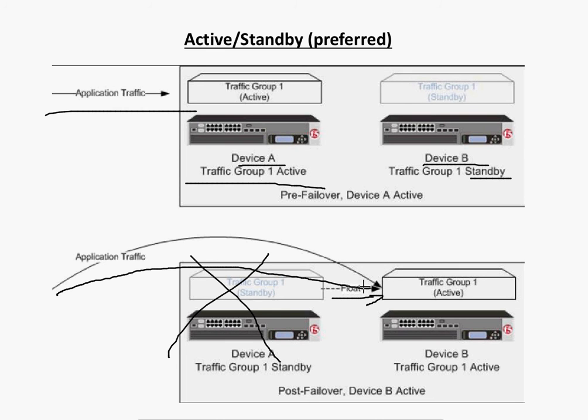B instead. When a standby unit becomes active, it normally remains active until an event occurs that requires the other unit to become active again, or until it's specifically forced into a standby state. Active standby is F5's recommended configuration.